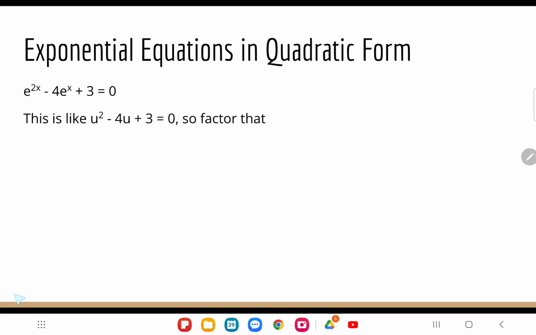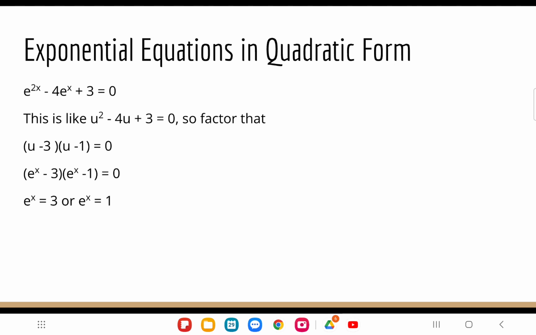So we're going to factor that expression. I factored it just using u. I have u minus 3 and u minus 1 equals 0. I end up with e to the x power is equal to 3 and e to the x power is equal to 1. Now, fortunately, in both of these cases, I'm going to be taking the natural log on both sides of a positively valued expression.